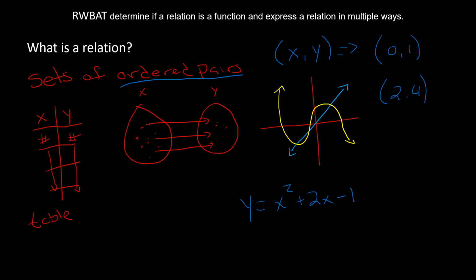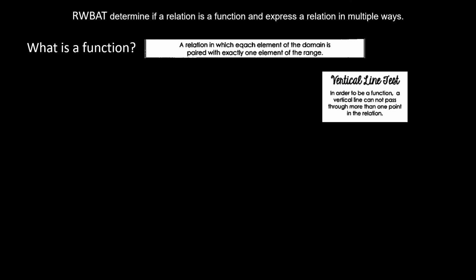That's a relation, okay? Now let's discuss what a function is. A function is a relation in which each element of the domain is paired with exactly one element in the range. So what are we talking about here? Remember, x values are your domain values. This is your input. Y values, well, that's going to be your range, and that's your output.